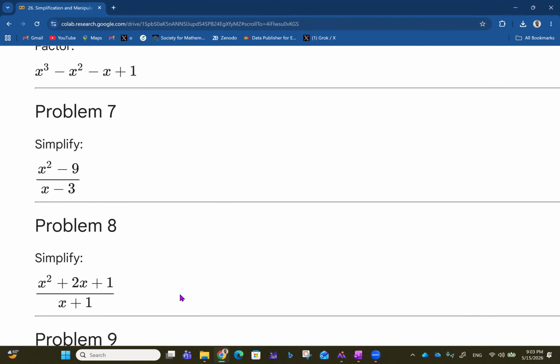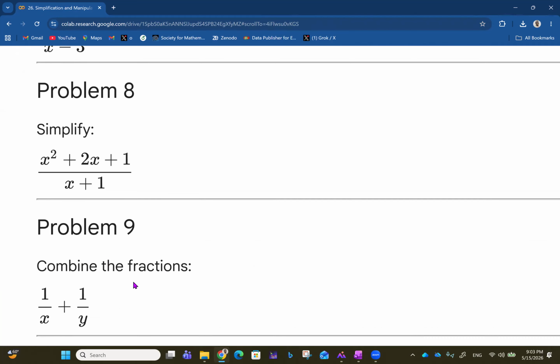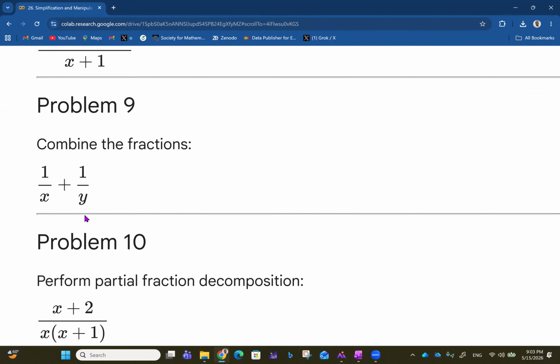Okay, let me take 7 and 8 here. So simplify x squared minus 9 over x minus 3. That's x minus 3 into x plus 3. So x minus 3 cancels, so you have x plus 3 left. You want to simplify this. Of course, x plus 1 is the result, as you can already imagine. So we did exactly this.